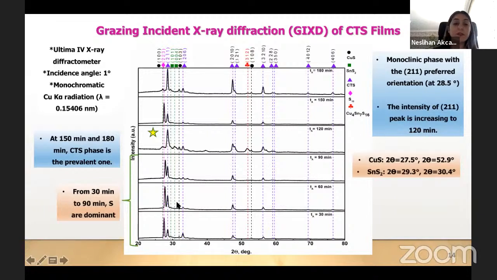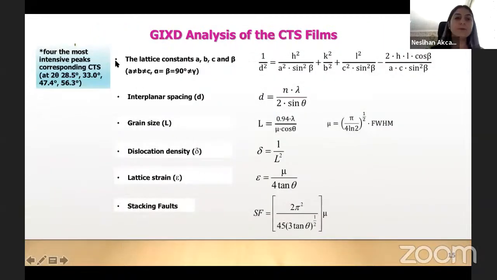As you see in the graph, the intensity of the 211 main peak is increasing up to 120 minutes. Also in the XRD pattern, we obtained copper sulfide and tin sulfide secondary phases. From 30 minutes to 90 minutes, the sulfides are dominant for our samples, and at 150 minutes and 180 minutes, the CTS phase is the prevalent one in our results.